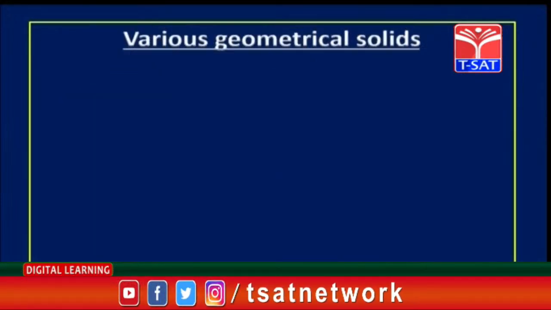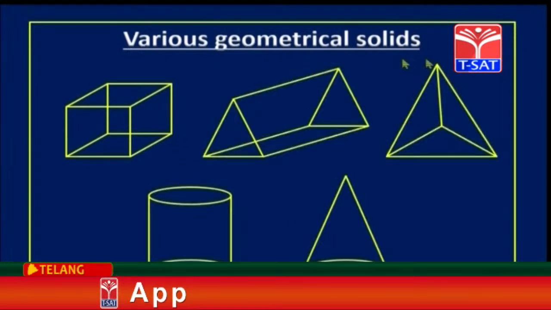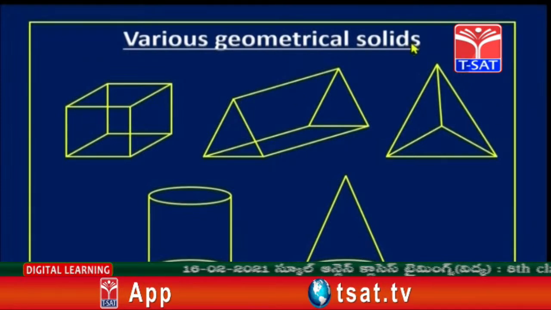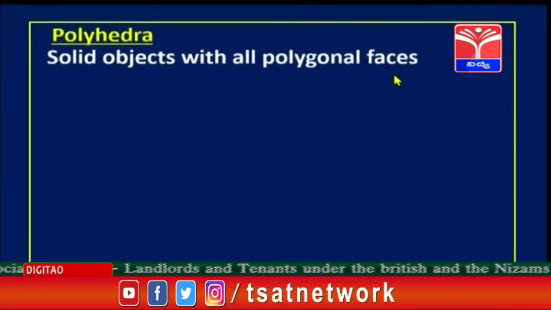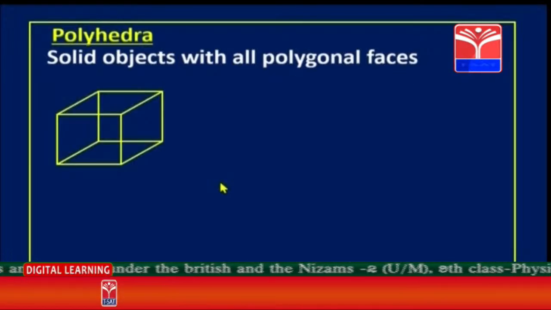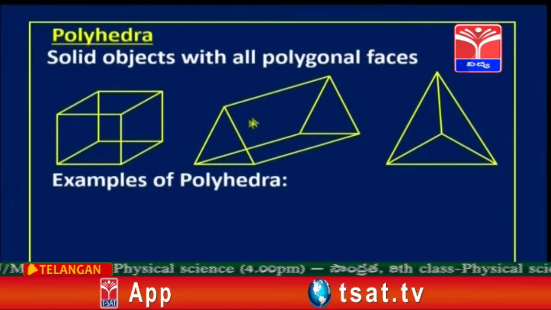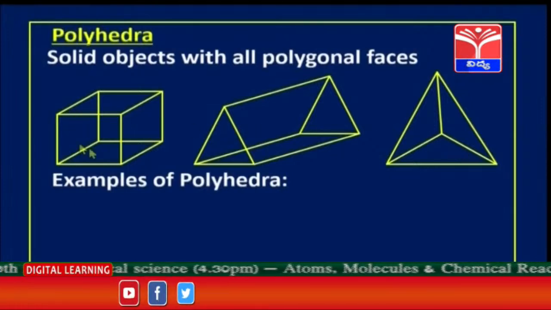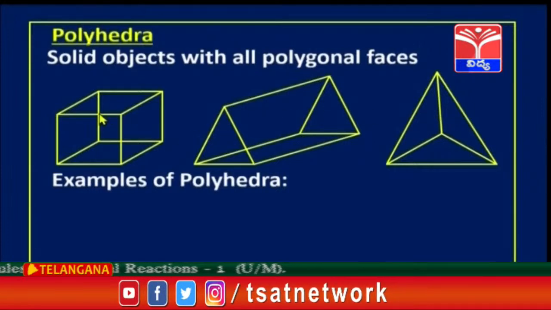Now let us understand various geometrical solids. Children, here on the screen I am taking 5 solid figures. Children, what you are observing on the screen? Yes, various geometrical solids which we observe in our day-to-day life. Now let us understand what are called polyhedra, children. Solid objects with all polygonal faces are called polyhedra. Children, I am taking here examples: cube, prism and pyramid. See children, this is cube, this is prism, this is a pyramid. All these are having only polygonal faces. We do not have any curved faces, children. Here we have only polygonal faces.